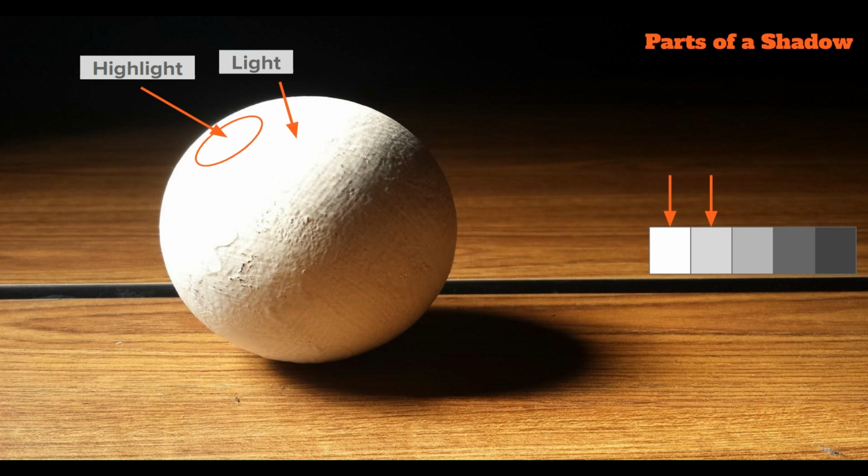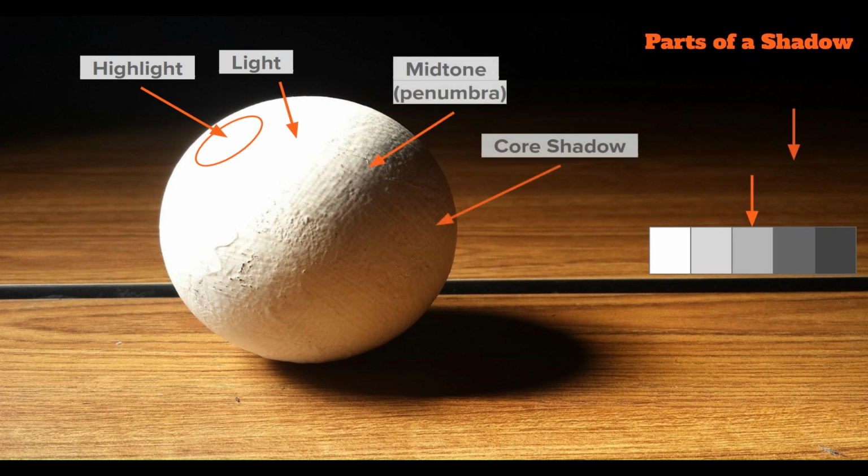Our highlight is our brightest part in the entire image, and here I've got a little oval around it so you can see where it is, since the camera kind of washes it out a little bit. Next, we're going to look at the midtone, or the penumbra, and the core shadow. The core shadow is the heavy dark shadow that's on the sphere itself, while that penumbra is the change as it transfers from that lighter area to that darker area.